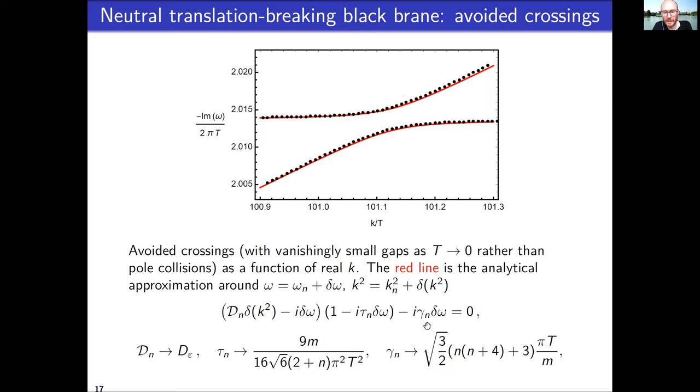It looks something like this. I've put the expressions just for reference to show you that we can actually compute what these things are. And I've plotted what they are with these red lines. And you see that these analytical approximations give us a very good approximation to the exact numerics. So there is really an avoided crossing at any non-zero T.